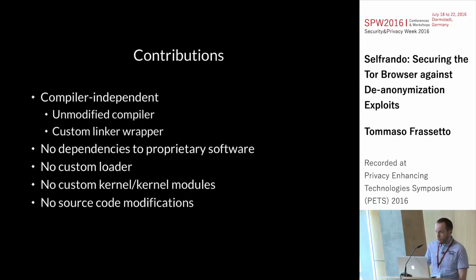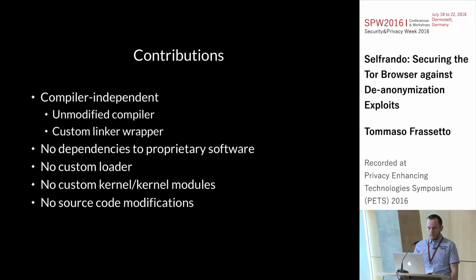Previous work on randomization exists, but compared to previous work, our defense is compiler independent, which means that we use an unmodified compiler and we just use a custom linker wrapper. We have no dependencies on proprietary software, which is obviously a problem if you want to include your defense into open source projects like Tor browser. We don't have a custom loader or modifications to the kernel, which is very good for users because they don't have to change anything on their system. And finally, we don't require any modification to the source code of the application, which is very good for complex programs.